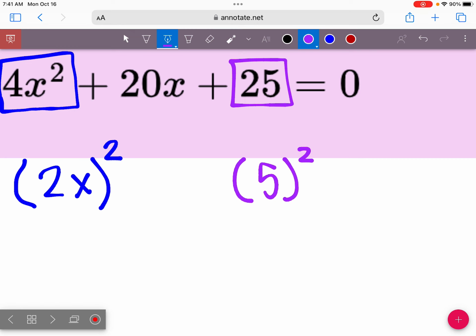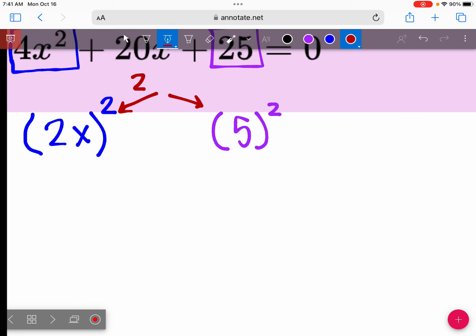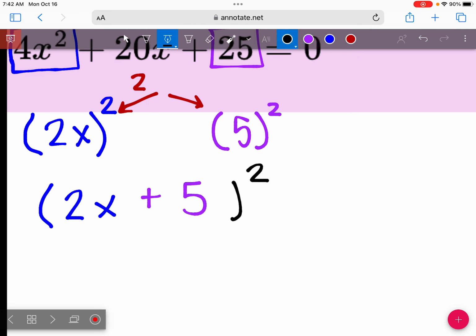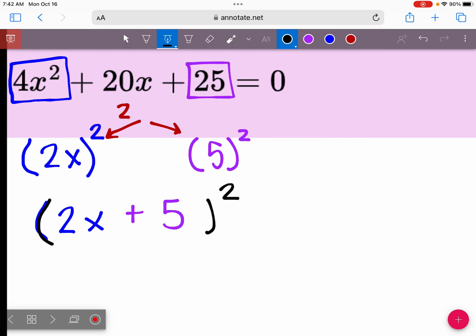Because our middle term, remember, that was 2 times this times that. 2 times 2 is 4, times 5 gives us 20. So it does fit the pattern. So this is a perfect square trinomial where it's 2x plus 5 squared. As long as the middle term is 2 times each of the pieces, one from the front, one from the back.